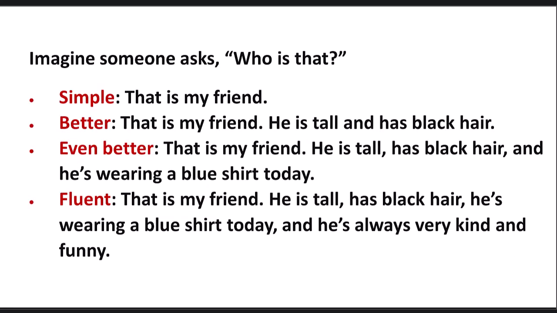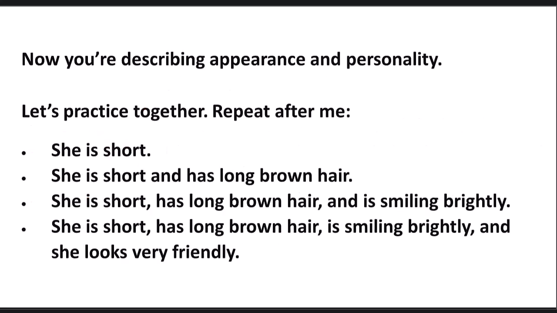Now, let's describe people. Imagine someone asks, "Who is that?" Simple: that is my friend. Better: that is my friend. He is tall and has black hair. Even better: that is my friend. He is tall, has black hair, and he's wearing a blue shirt today. Fluent: that is my friend. He is tall, has black hair, he's wearing a blue shirt today, and he's always very kind and funny. Now you're describing appearance and personality.